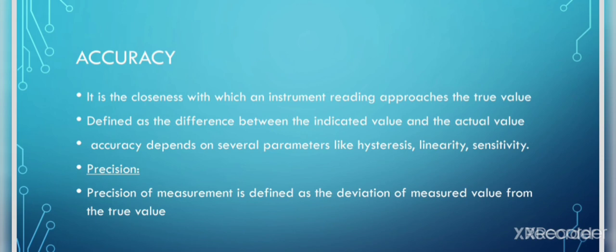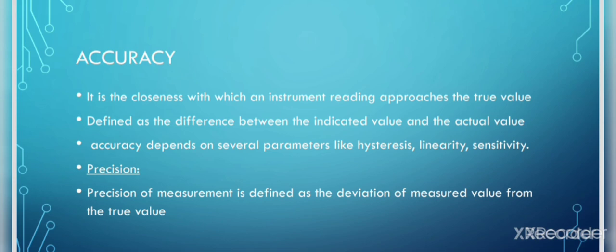Next one is precision. The term precise means clearly or sharply. Precision is defined as the deviation of the measured value from the true value. For example, a thermometer does not give a 100% accurate value of the temperature, but whenever the same temperature is measured, it gives the same reading. So the thermometer is said to be precise, though it is not perfectly accurate. This is the best example for precision.